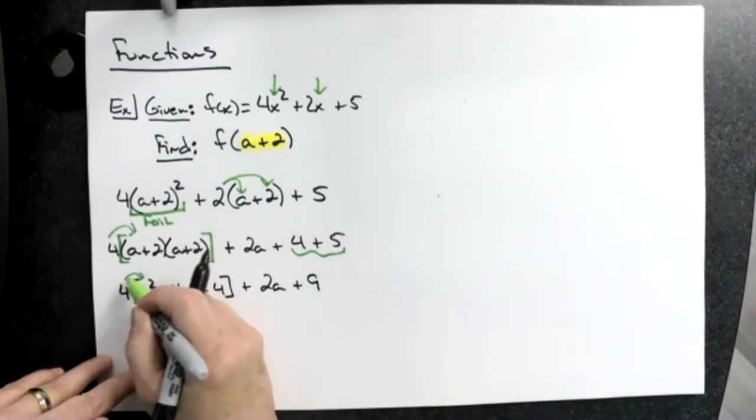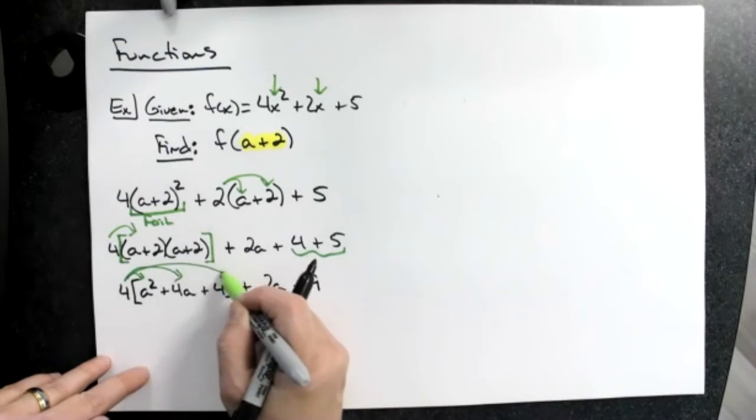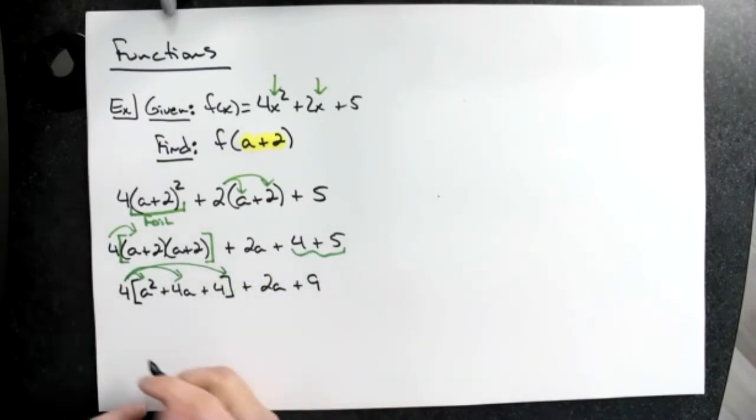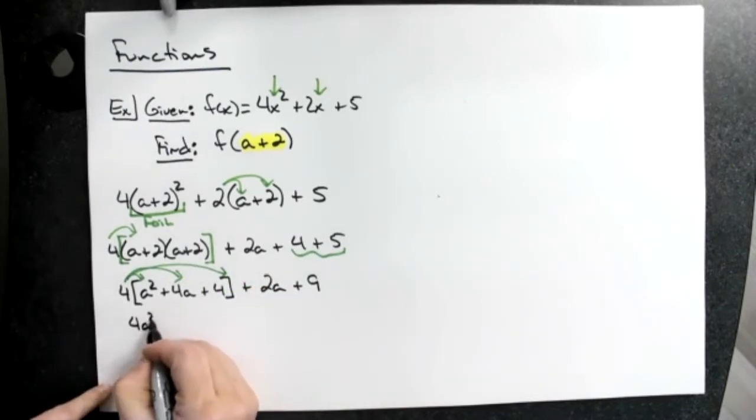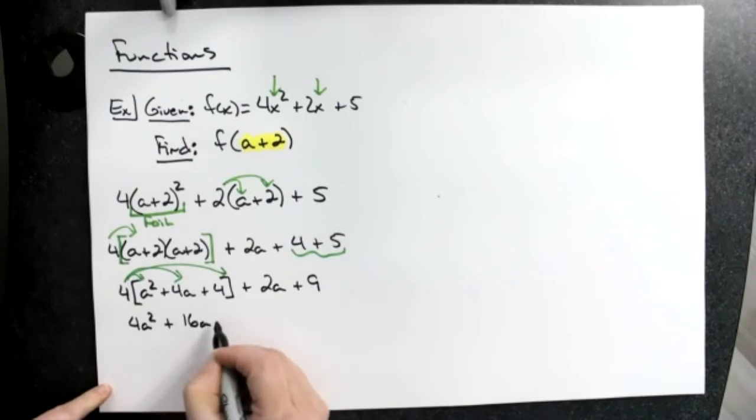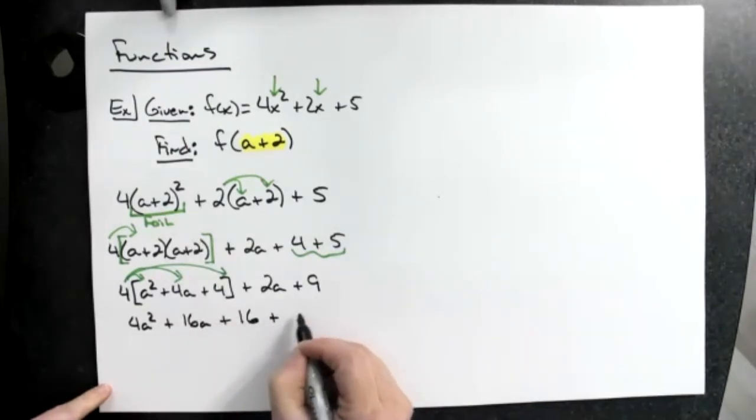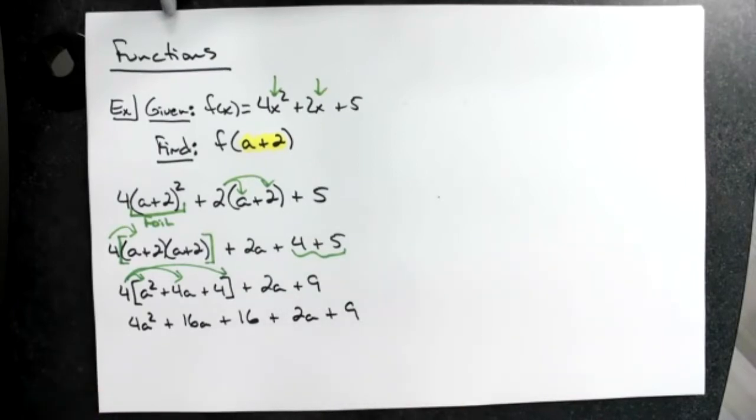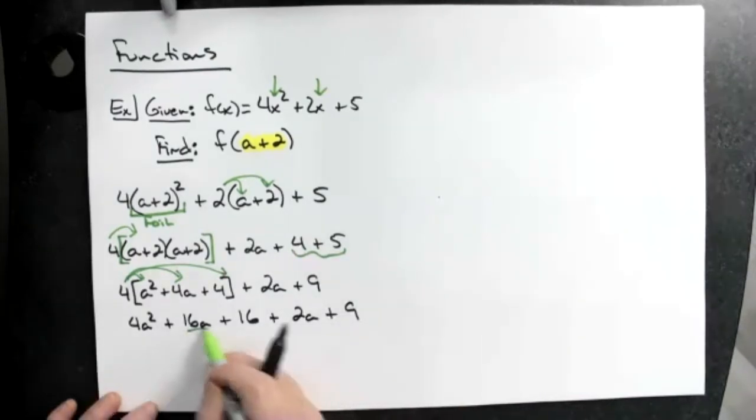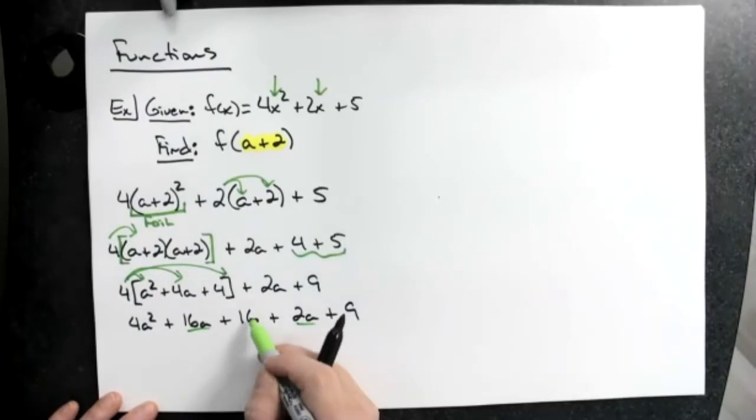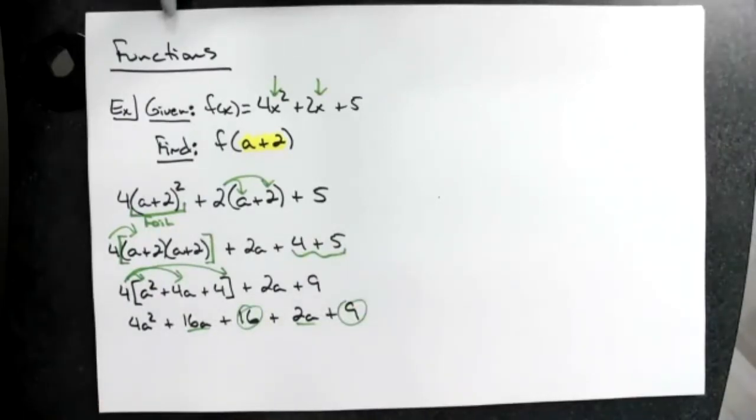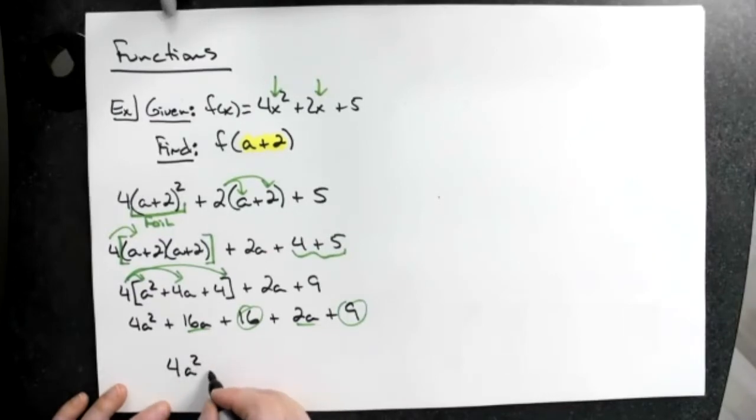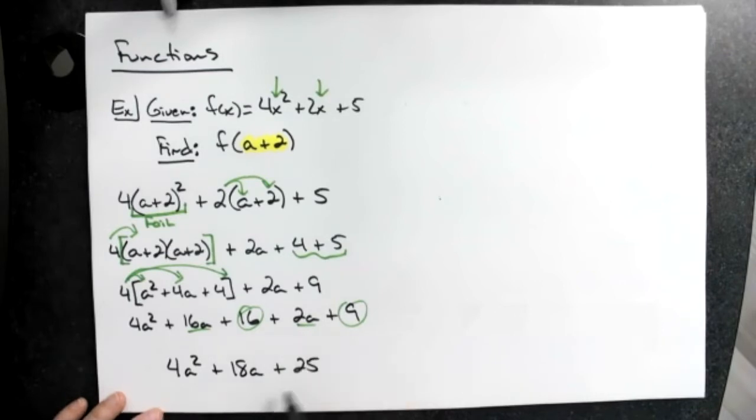Lastly, I can distribute, well, I guess it won't be last because I might have some like terms afterwards. But next, I will have 4a squared plus 16a plus 16 plus the 2a that's dangling out there in the plus 9. Putting like terms together, I'll put these two together and I'll have an 18a. I'll put these two together and I'll have a 25. So a final answer of 4a squared plus 18a plus 25.